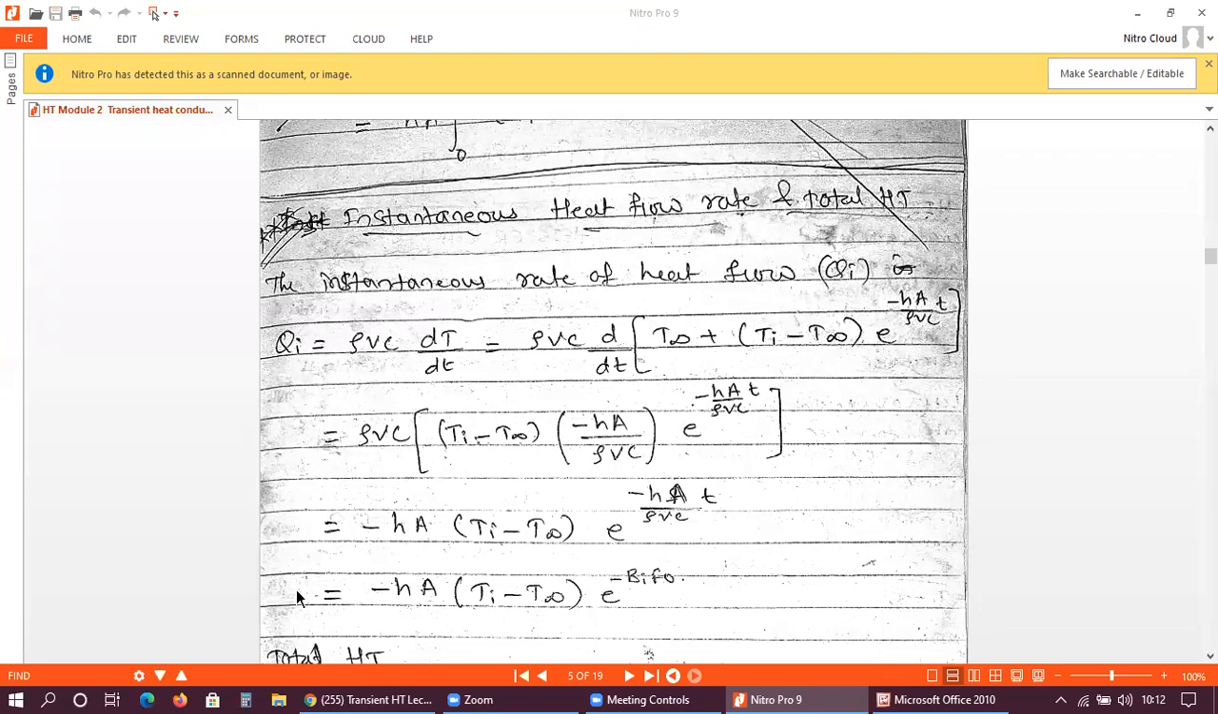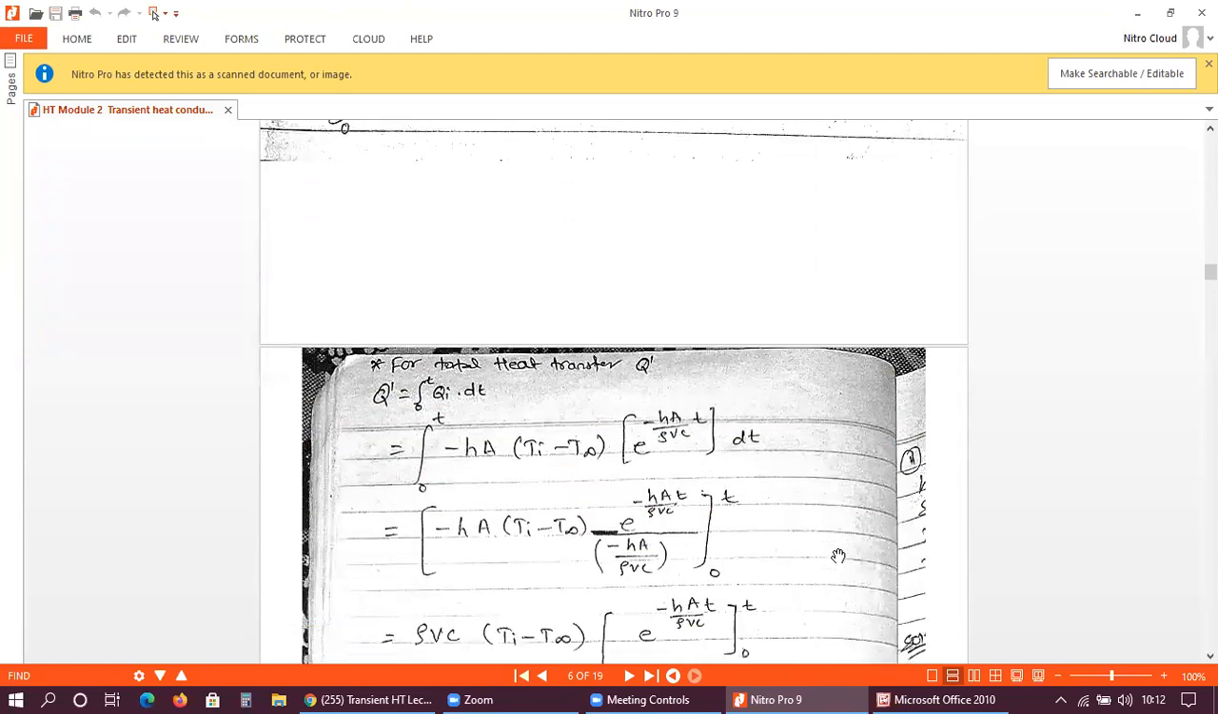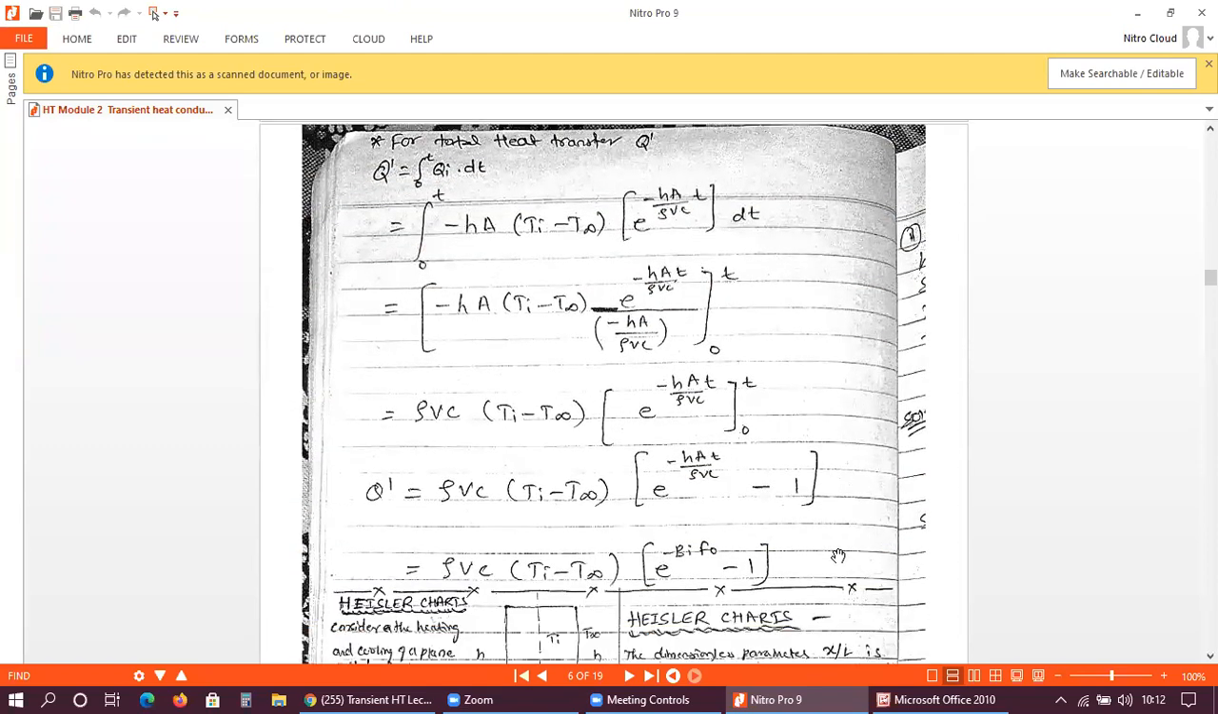It is a continuous process, for which we developed an equation in the previous class, that is the temperature distribution for lumped system analysis. It is in terms of Qi, the instantaneous heat flow. There is one more part, that is total heat transfer, which we represent as Q dash. So Q dash represents the total heat transfer.